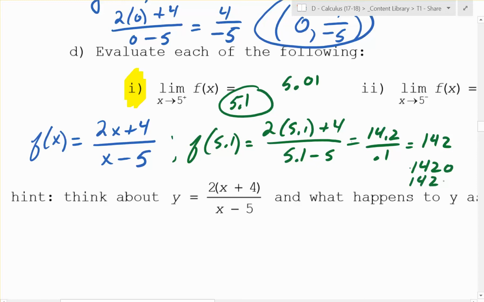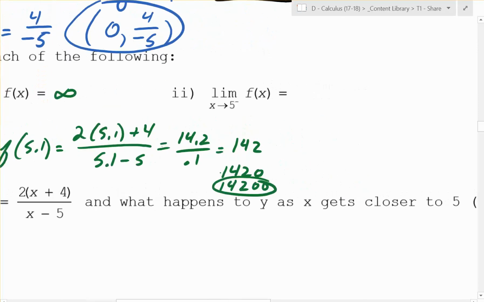5.001, 14,200. This is getting infinitely big and positive. So the answer here is going to be positive infinity.